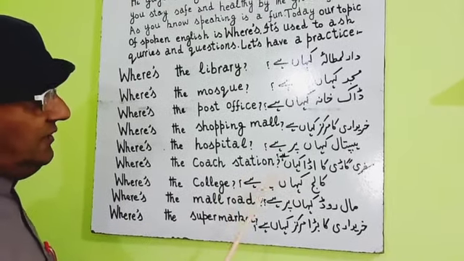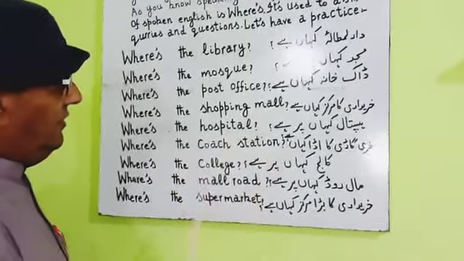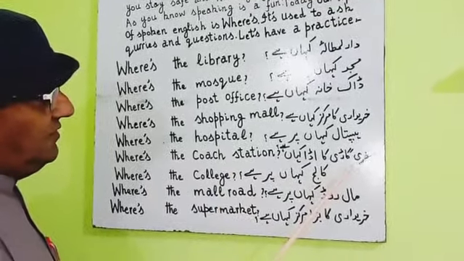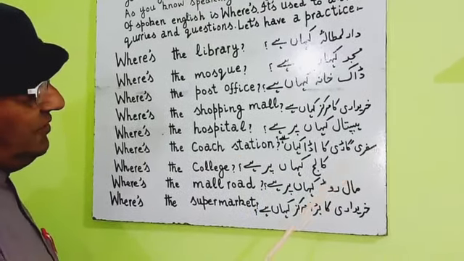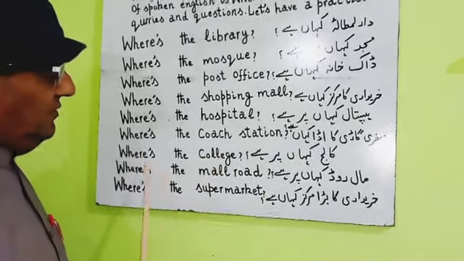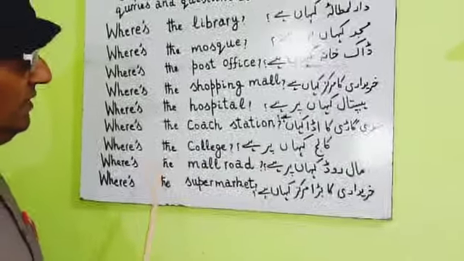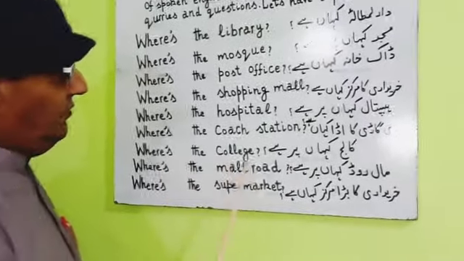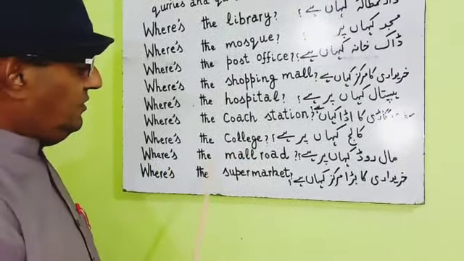Next is where's the coach station? Where's the coach station? सफरी गाड़ी का अड्डा कहाँ है? Where's the coach station? सफरी गाड़ी का अड्डा कहाँ है? Next is where's the college? Where's the college? College कहाँ पर है?